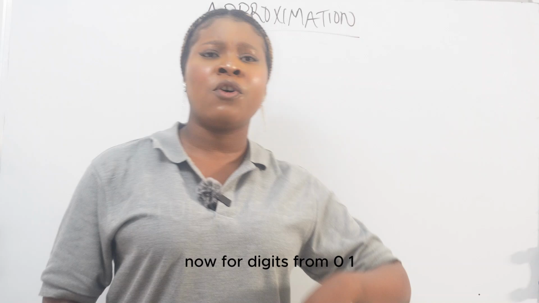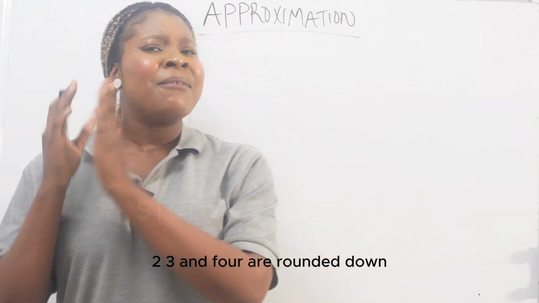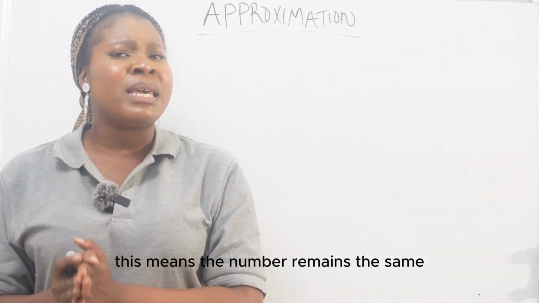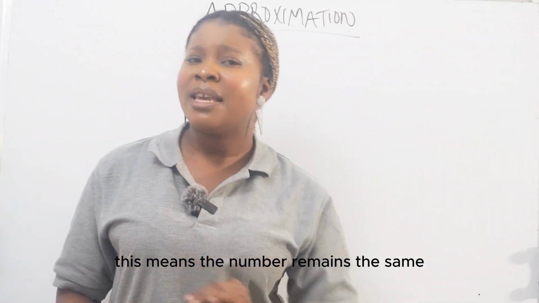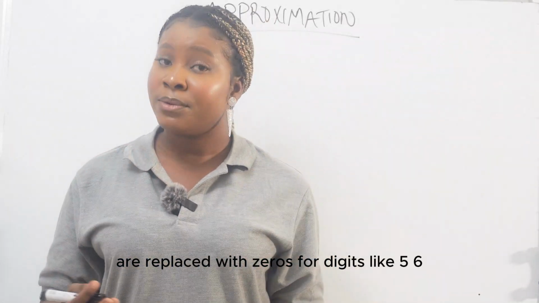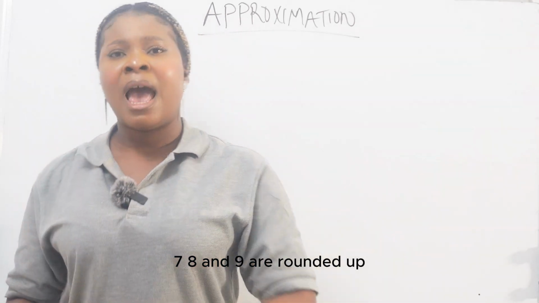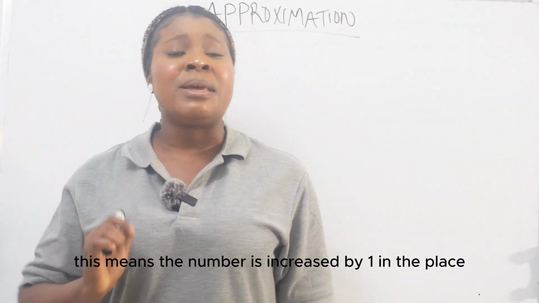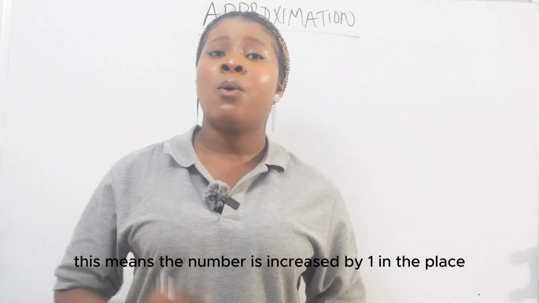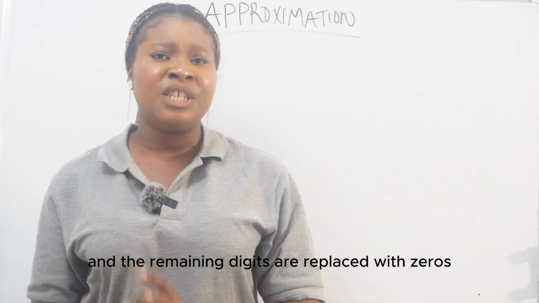Digits 0, 1, 2, 3, and 4 are rounded down. This means the number remains the same and the last digits being rounded off are replaced with zeros. Digits like 5, 6, 7, 8, and 9 are rounded up. This means the number is increased by 1 in the place value being rounded, and the remaining digits are replaced with zeros.